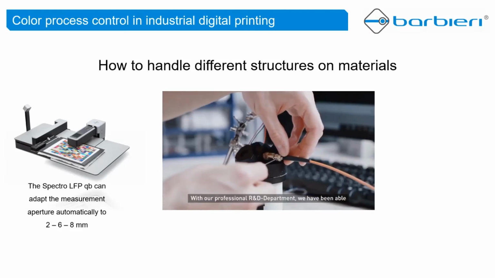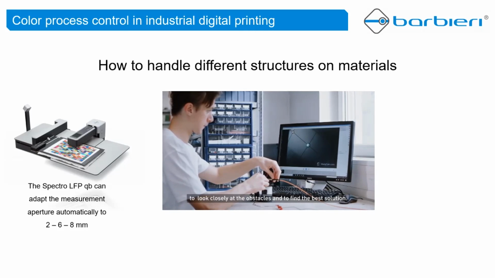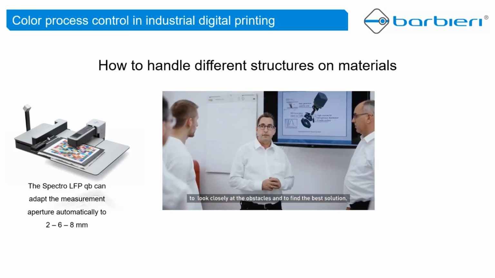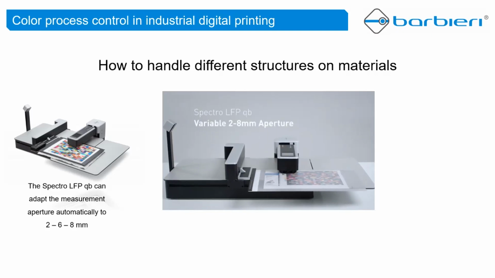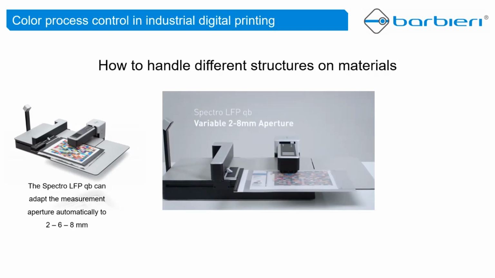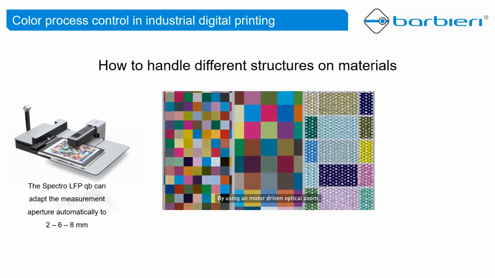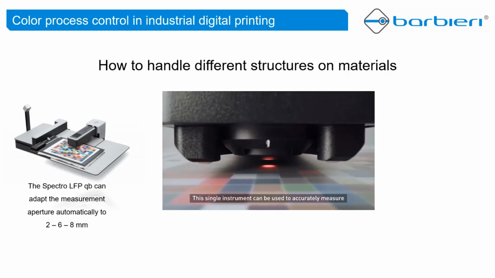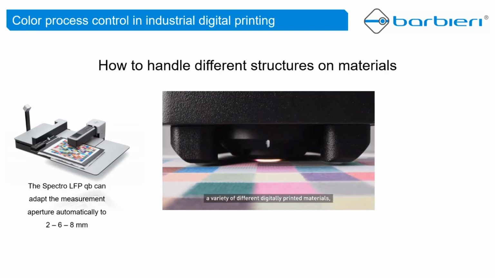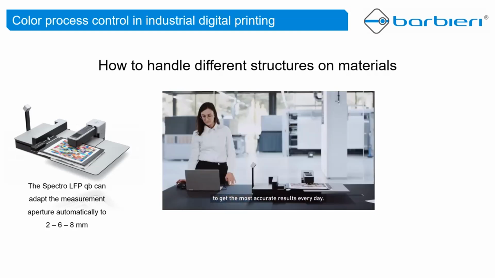With our professional R&D department, we have been able to look closely at the obstacles and find the best solution. The Spectral LFP QB with its variable 2 to 8 millimeter aperture. By using a motor-driven optical zoom, the aperture size can be adapted automatically. This single instrument can be used to accurately measure a variety of different digitally printed materials to get the most accurate results every day.